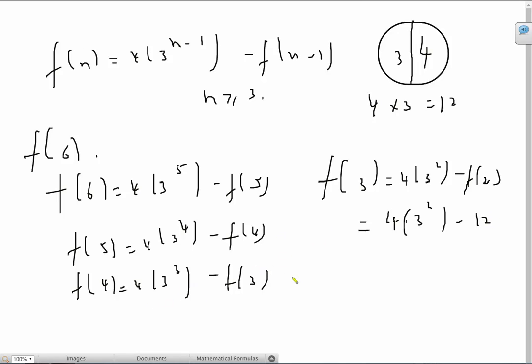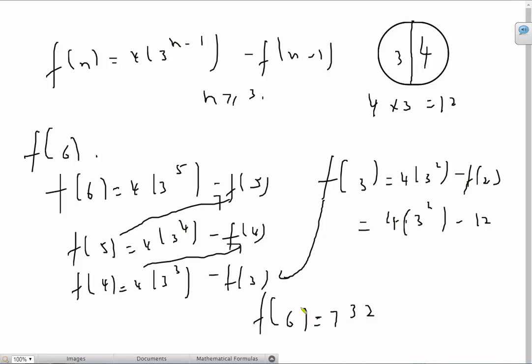And now, basically, all you have to do is substitute this f of 3 in here, this f of 4 in here, and this f of 5 in here, and you'll get f of 6. And f of 6 comes out to be exactly 732. Anyway, this was the solution.